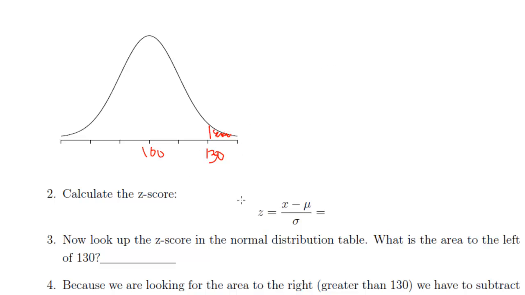And so I'm going to show you how to do this using the formula and the table, and then I'm going to show you how to do it using your calculator functions. So if you're using the table, if you don't have a calculator or you prefer not to use it, what we're going to do first is calculate a z-score. So we take the value that we're interested in, which is 130, and then we subtract mu, which is the mean. We're given that as 100. And then we divide by the standard deviation, which is, in this case, 15. And so this is equal to 2.00.